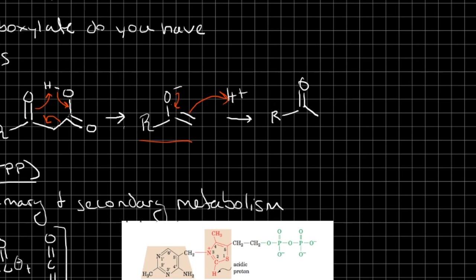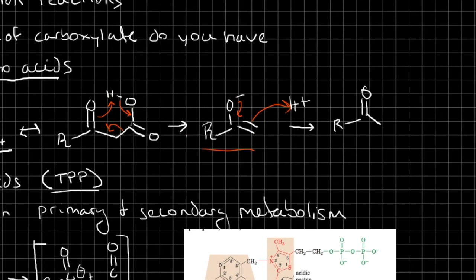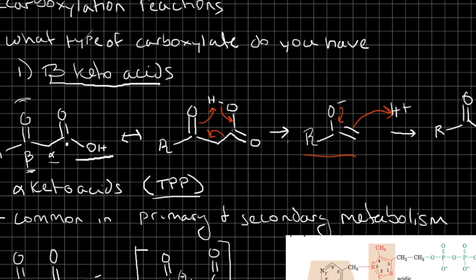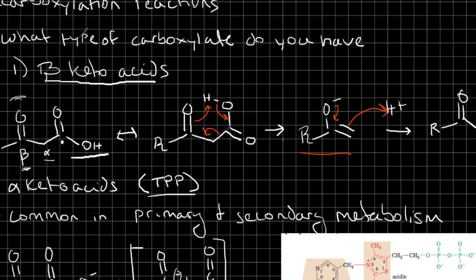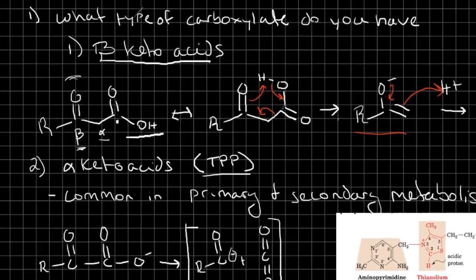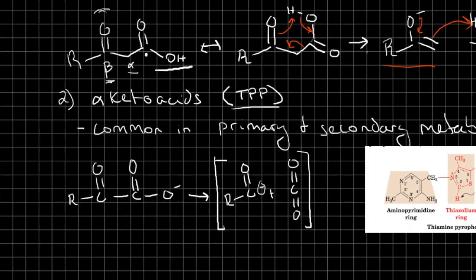You can imagine that this is favorable, and the reason is that you have an electron sink here. Whenever you form CO2, these electrons will leave, and they don't just build up here. They can actually resonate into this system, and that means that you have some kind of stability. So beta keto acids are not too hard to decarboxylate.